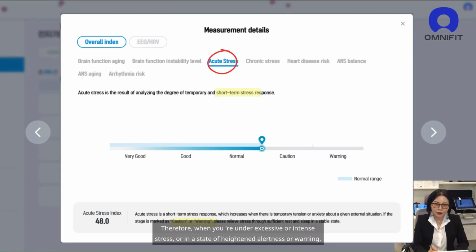Therefore, when you're under excessive or intense stress, or in a state of heightened alertness or warning, it's absolutely necessary to relax through adequate rest and sleep.